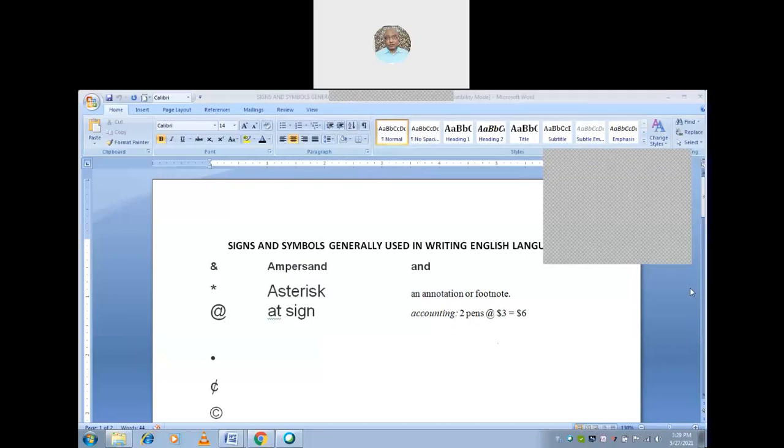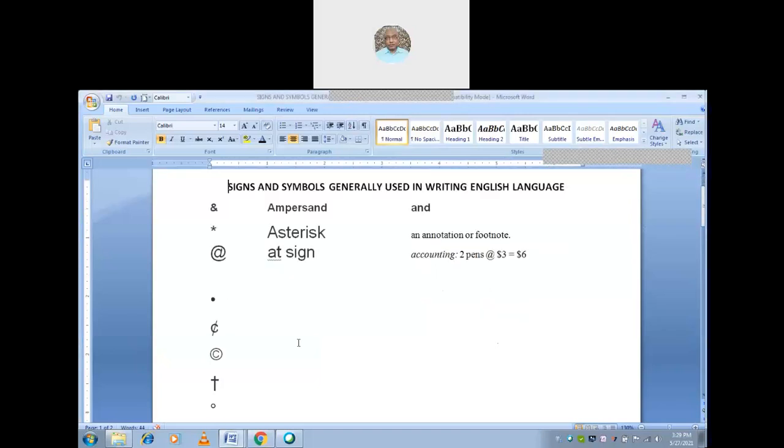Signs and symbols generally used in writing English language. Today while I was collecting, I found these are the signs and symbols. The first one is ampersand, that is equivalent to "and". The second one is asterisk, that shows the annotation or footnote. Next is the at sign, used in accounting, for example 2 pence at the rate of $3 is equal to $6. Next sign?